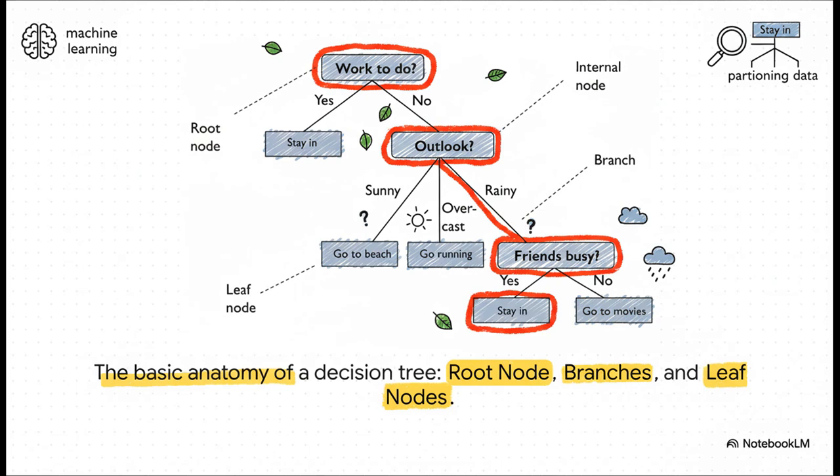And here's the basic anatomy of any decision tree. It all starts at the top with the root node. That's the very first question. From there, every possible answer takes you down a branch. That branch can lead to another question, an internal node, or it can lead to the final answer, which we call a leaf node. Simple as that.